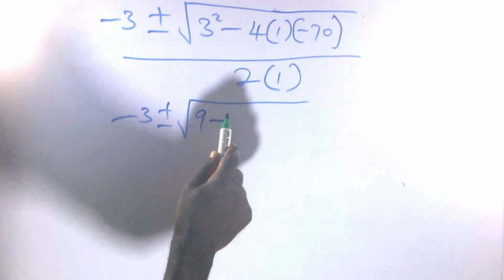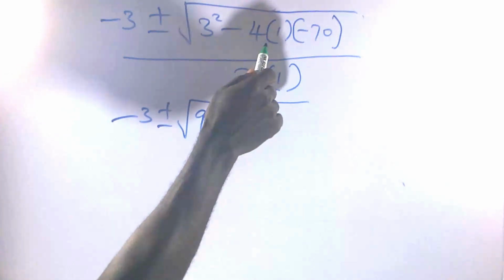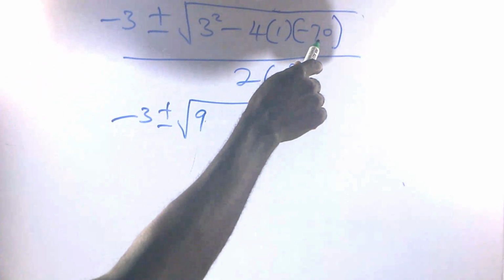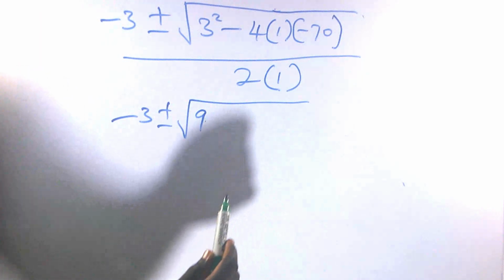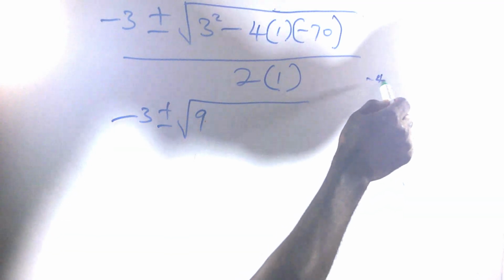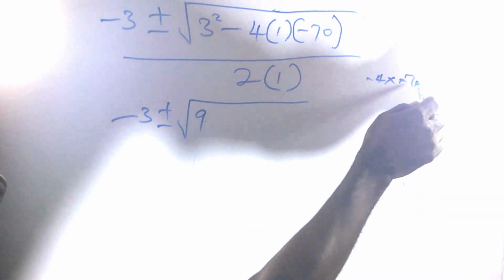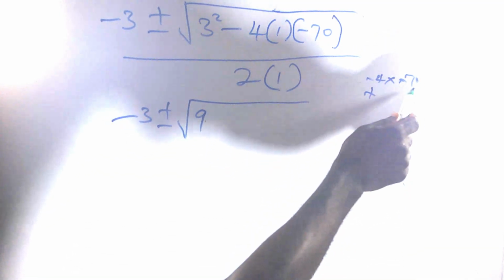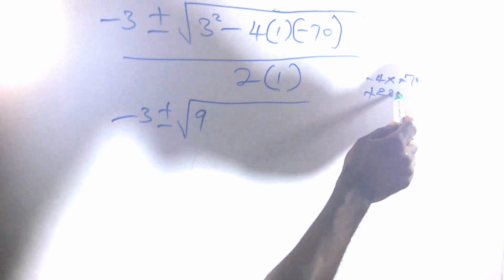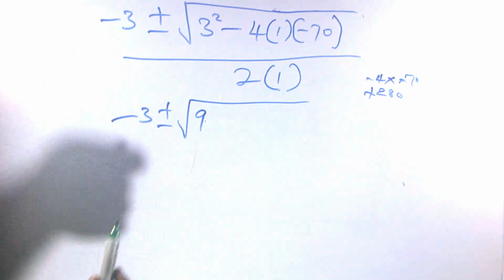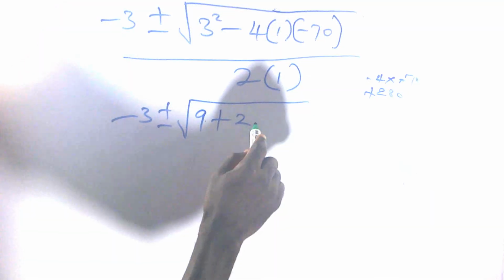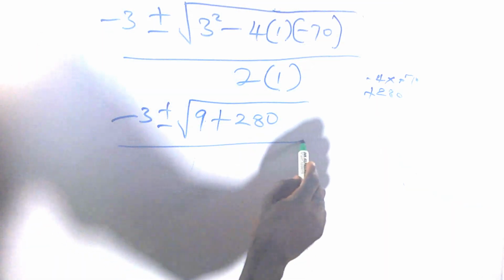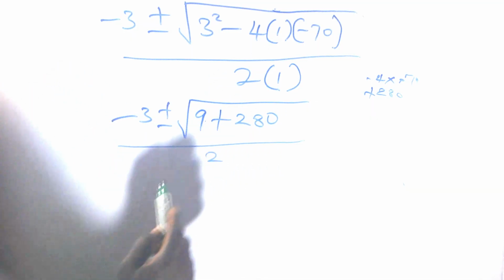Let's just do it once. Minus 4 times 1, that is minus 4. Then minus 4 times minus 70. Minus times minus is going to give us plus. Then 4 times 70. 4 times 7 is 28, 4 times 0 is 0. So it's going to give us plus 280. Everything over 2 times 1, which is 2.